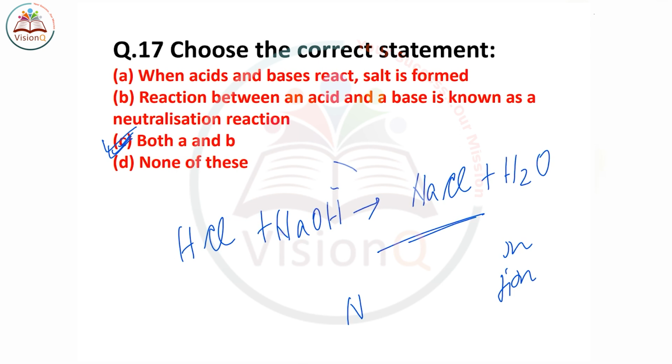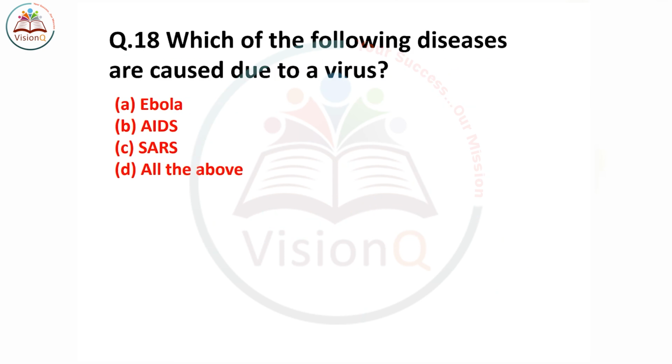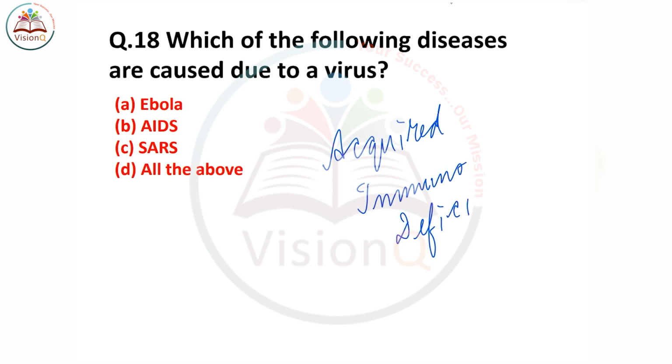Okay, let us discuss the next question, question number 18. A question on viruses, a very important topic from an exam point of view. Which of the following diseases are caused due to a virus? So, Ebola, AIDS, that is acquired immunodeficiency syndrome. The full form of AIDS is acquired immunodeficiency syndrome.